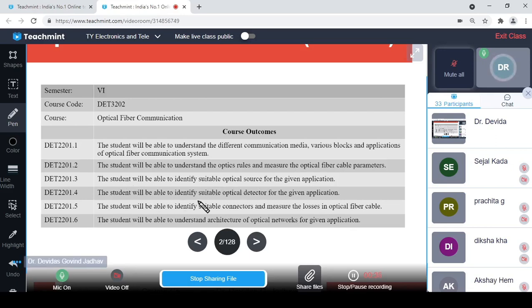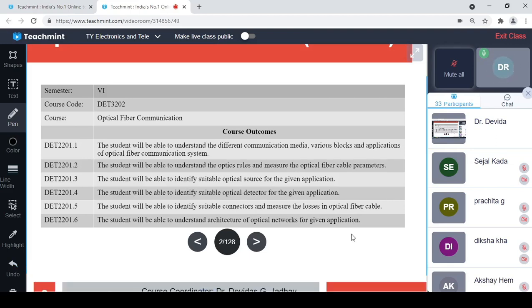Students will be able to identify suitable optical detectors for the application. Students will be able to identify suitable connectors and measure the losses of the optical fiber cable. Students will be able to understand architecture of the optical network for a given application.